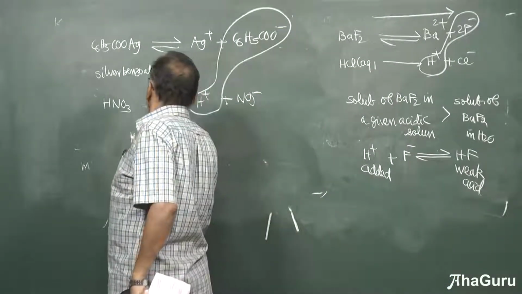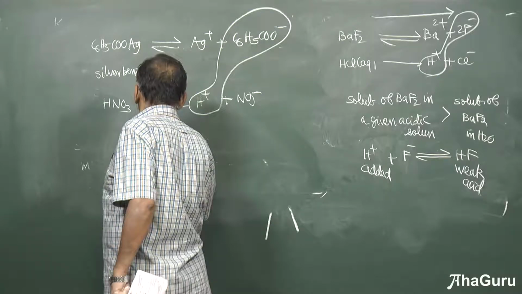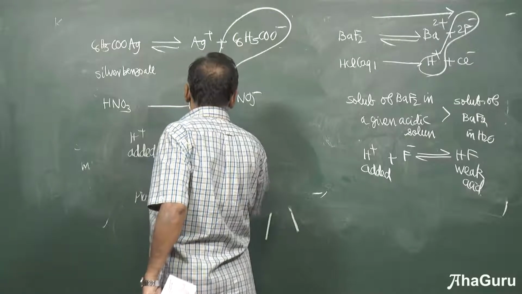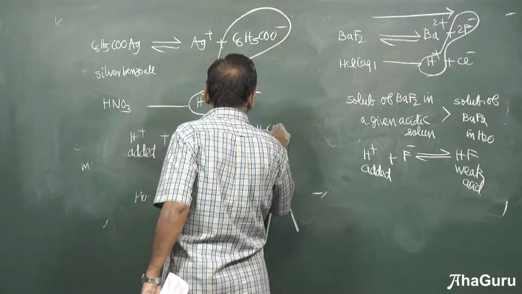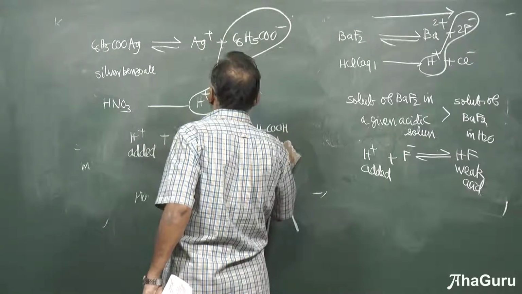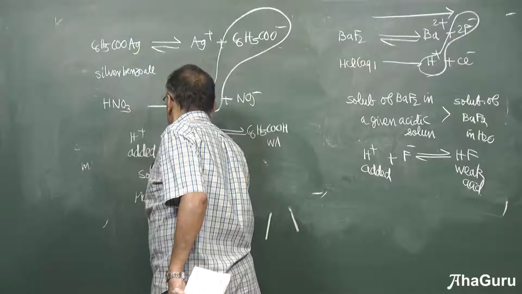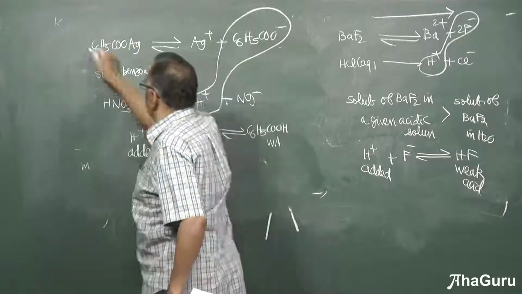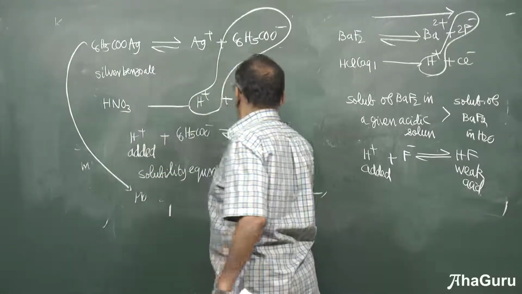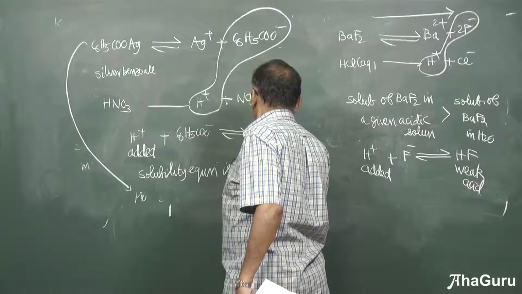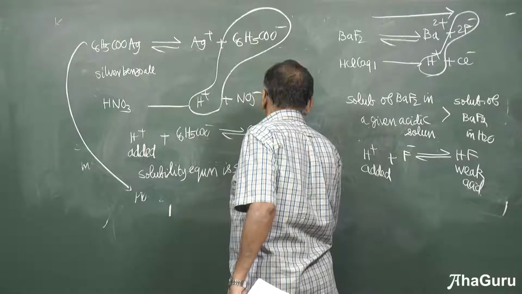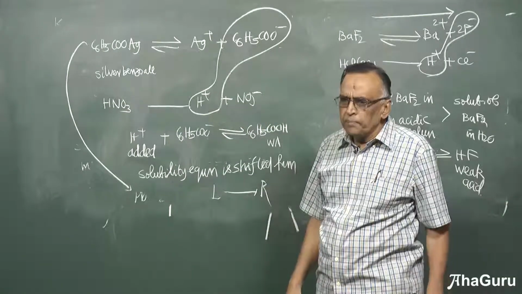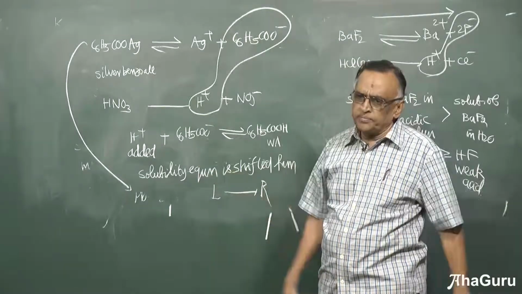The added H+ combines with benzoate ion to form benzoic acid, which is a weak acid. So the solubility equilibrium, which is the solubility equilibrium? This one. The solubility equilibrium is shifted from left to right in acidic solution. Correct? What does it mean? So there is an increase in solubility.